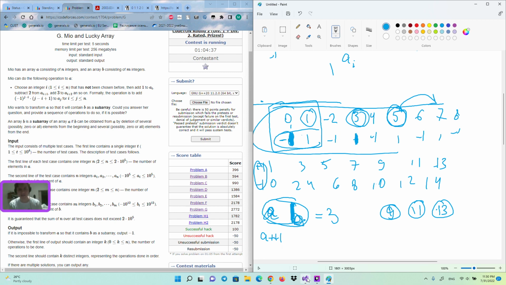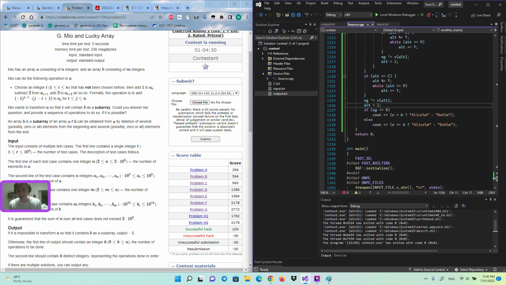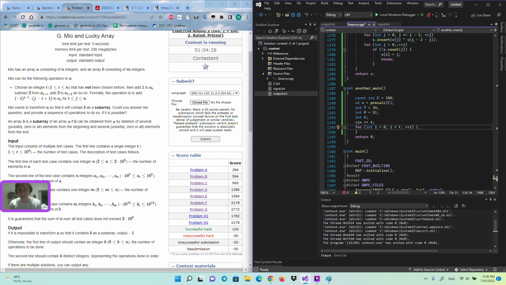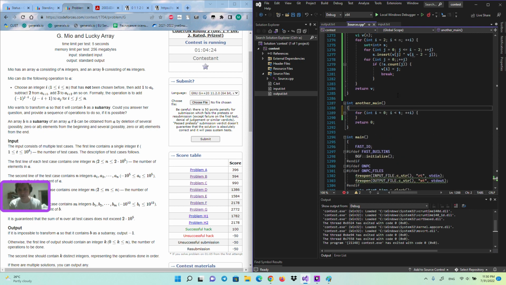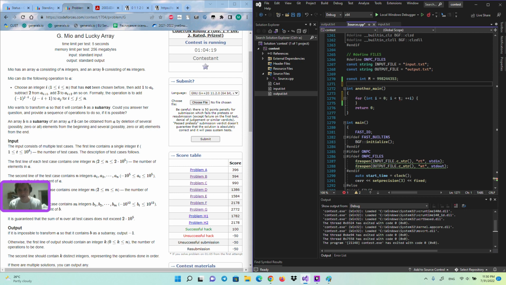So let's just write it. Although it's ugly, let's just write it. It's really ugly. I hate it. I hate it with every molecule of my heart.